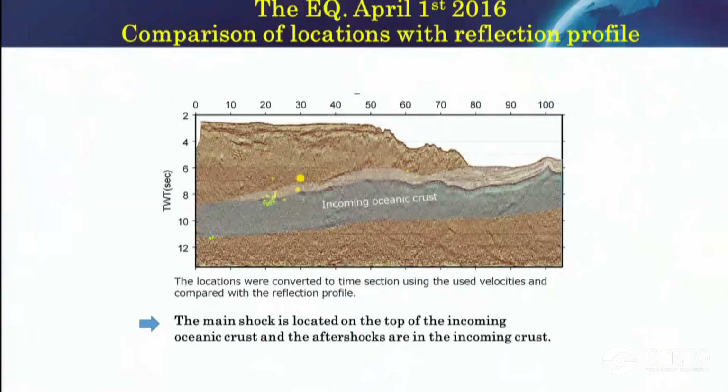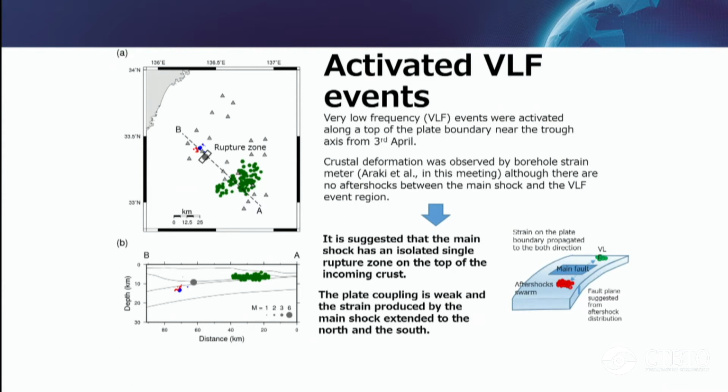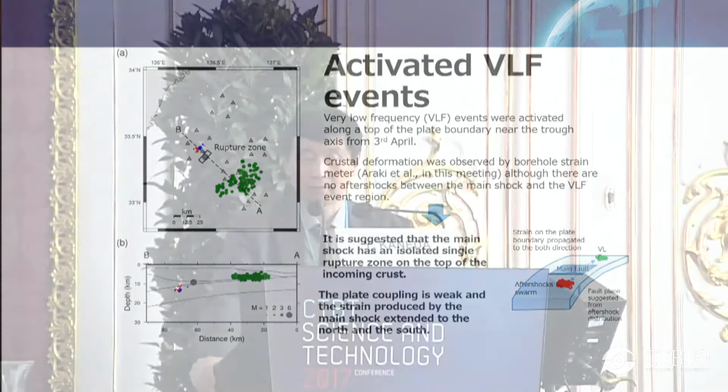So this earthquake almost activated very low frequency events. So this is the main shock. The aftershock is a little bit far from the main shock, and a very low frequency event occurred. It's a very significant phenomenon. So this is just the result of the DoNet observation.